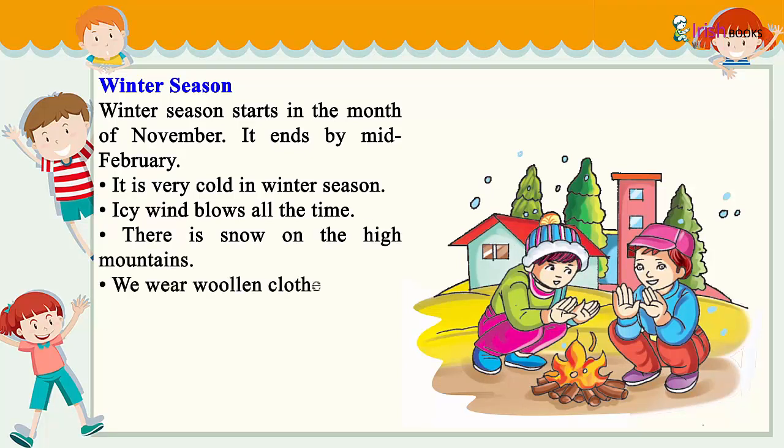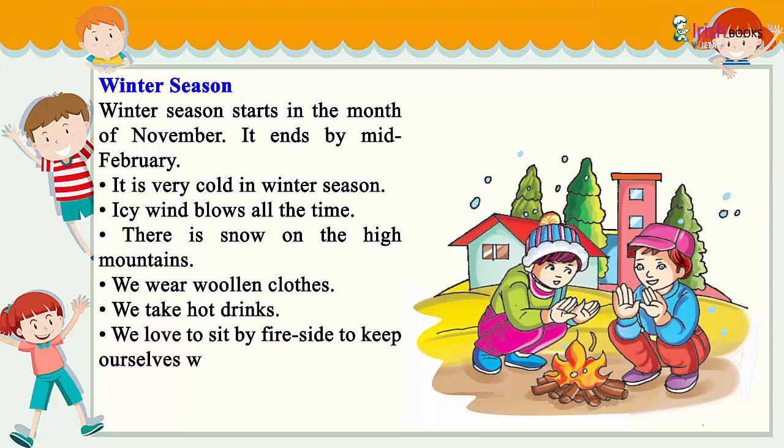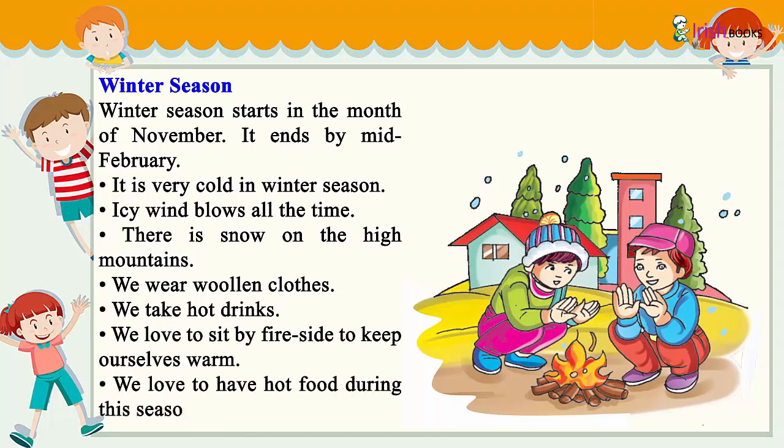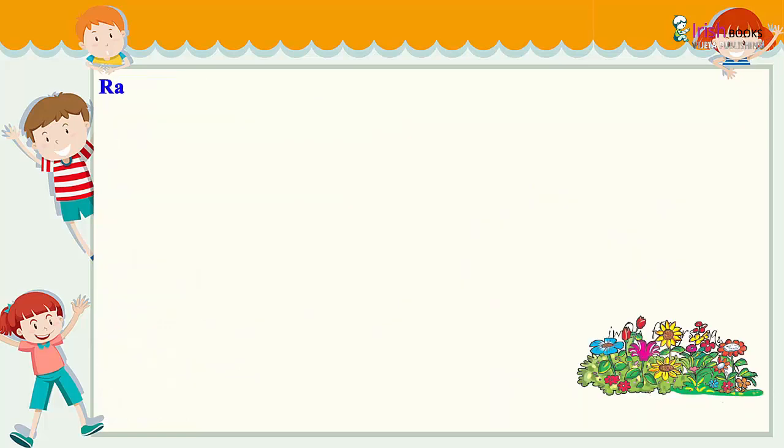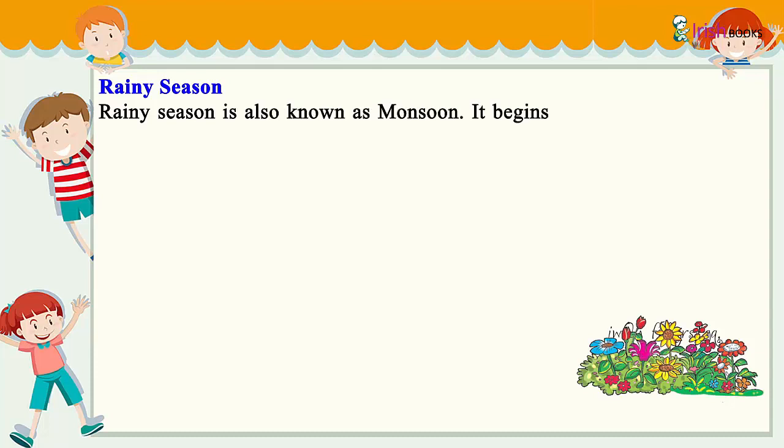We wear woolen clothes. We take hot drinks. We love to sit by fireside to keep ourselves warm. We love to have hot food during this season. Rainy season. Rainy season is also known as monsoon. It begins in the month of July. It ends in the month of September.